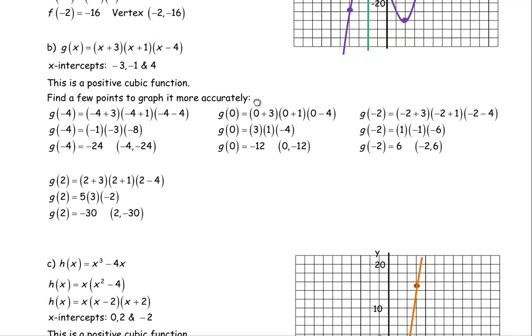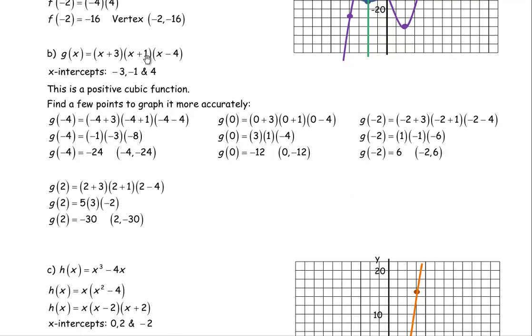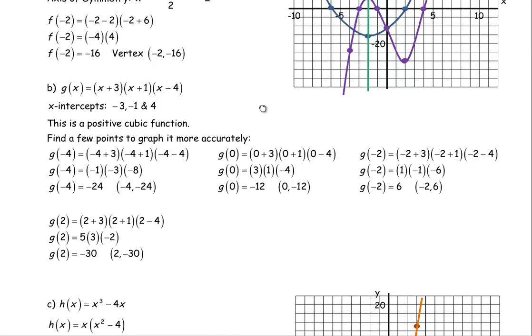Moving on to question B. g of x equals x plus 3 times x plus 1 times x minus 4. If we set each of these to 0, just like we did the two factors above, we will get negative 3, negative 1, and positive 4. Remember, the signs just change when you move those numbers over to the other side of the equal sign.